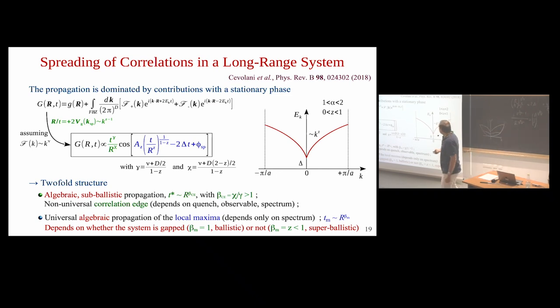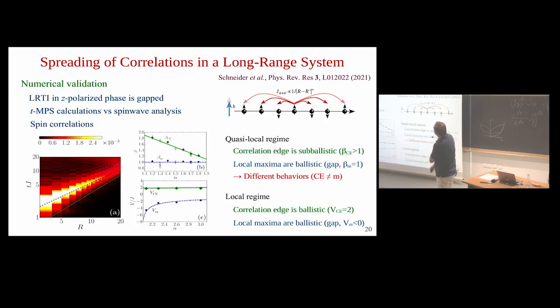Okay, so let us get a look at numerical results again. These are calculations for the long-range transverse Ising model in the z-polarized phase, and we quench the magnetic field. This is an example of a propagation as a function, again, of time and position. Be careful that this is a log-log scale, so linear means that we have power laws. Then we have played the same game: we have fitted the age, we have fitted the local maxima, and this is the result.